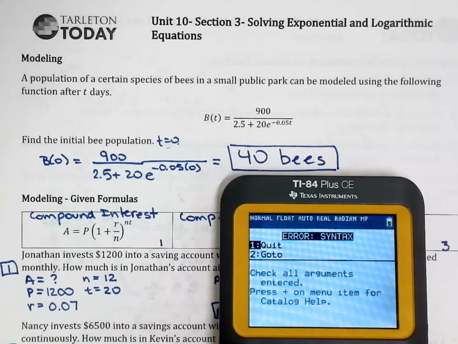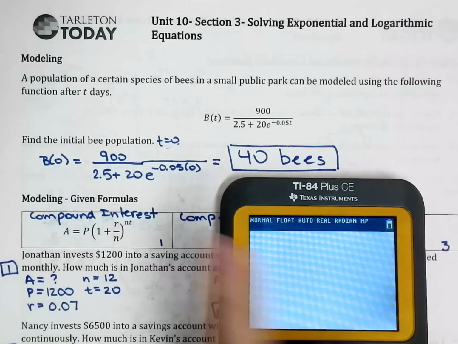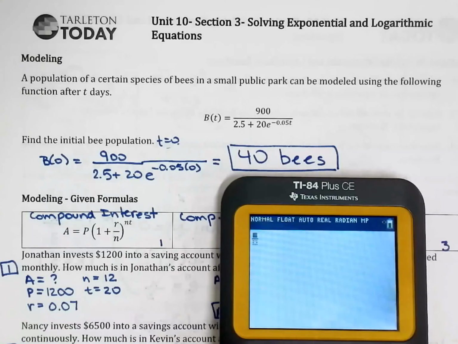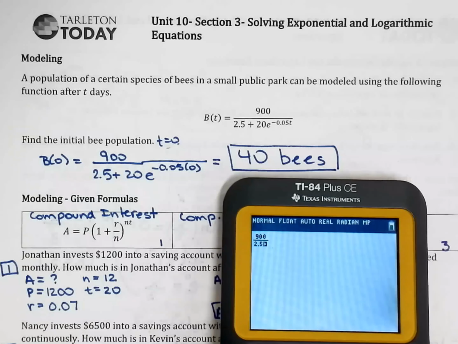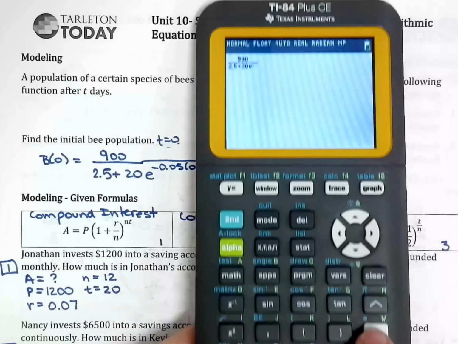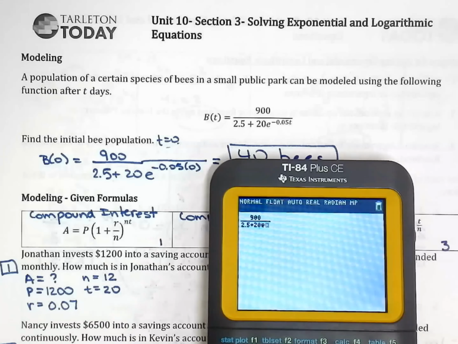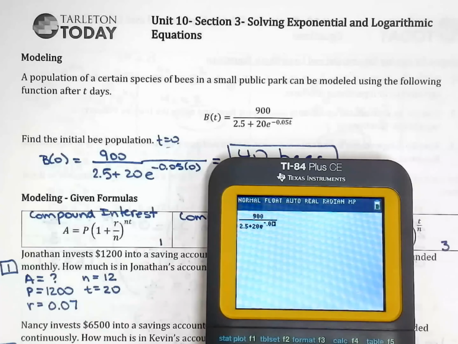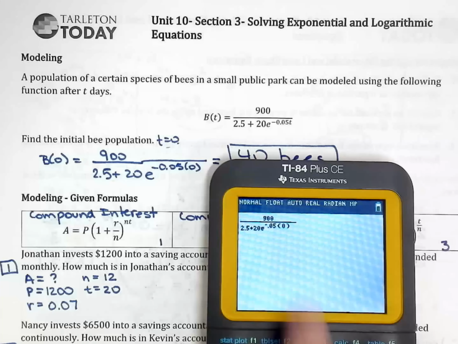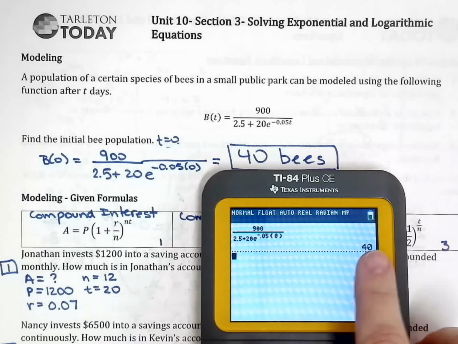You have a couple of different ways here. You can put it the way you see it, the way you set it up. So 900 over 2.5 plus 20 is that key right there, raised to the power of negative 0.05, and then we're replacing 0 right there. So you get 40 bees.